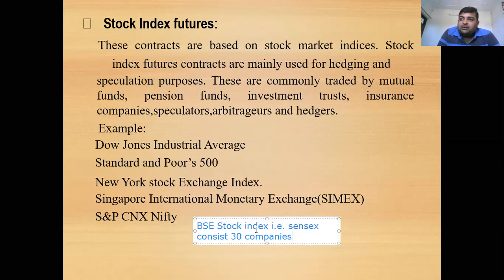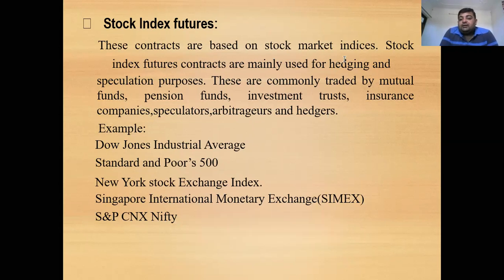Now there is a price of the future of 30,000 for 35,000 Sensex, which is rupees 30 per unit. So it has been derived in such a way. This is the case when the value of the underlying asset depends upon the stock market index. So here, these are the contracts based on the stock market index. Stock market index future contracts are mainly used for hedging and speculation purposes.